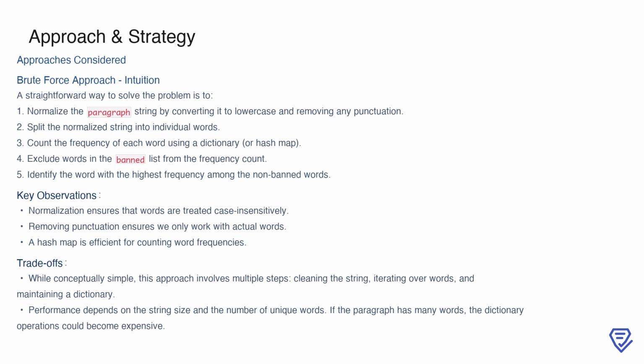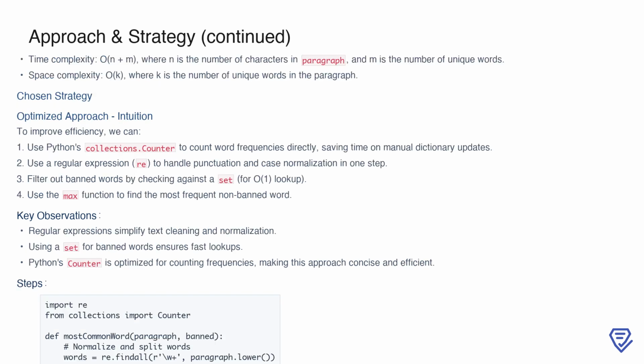However, the trade-offs include multiple sequential steps, such as cleaning the string, iterating over words, and maintaining the dictionary for frequency counting. The runtime performance of this approach depends on the size of the string and the number of unique words, and in cases with many words, dictionary operations could become a bottleneck. When analyzing the brute force method, its time complexity is O(n + m), where n represents the number of characters in the paragraph, and m is the number of unique words. The space complexity is O(k), where k is the number of unique words.